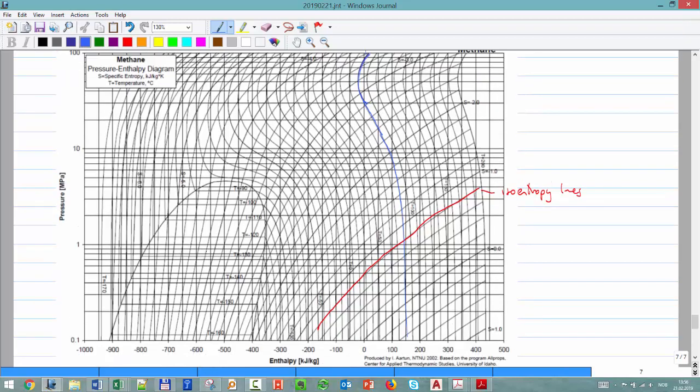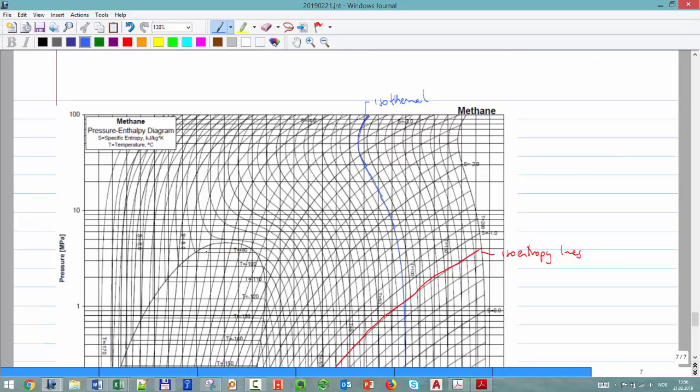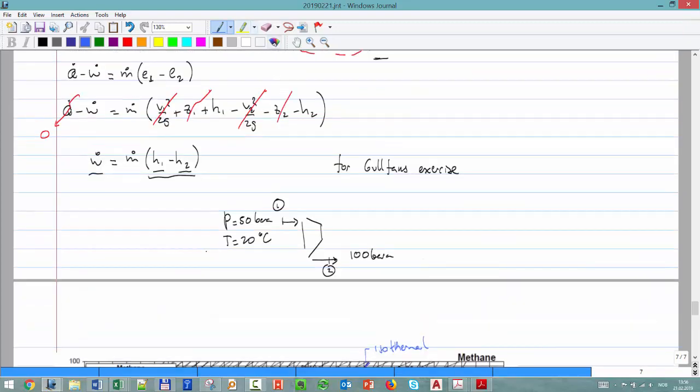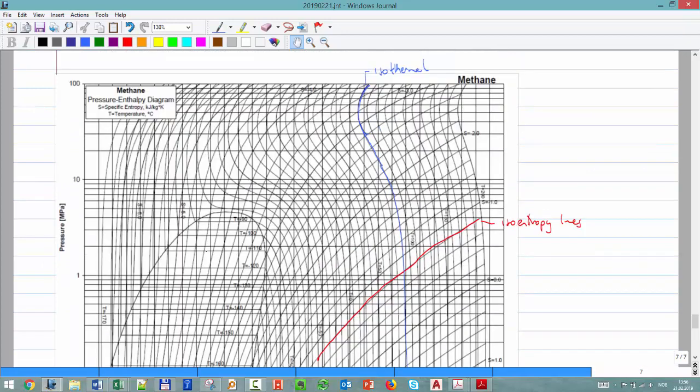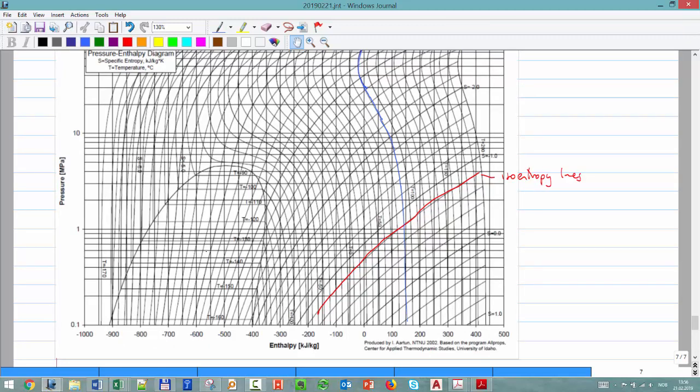And then on the x-axis we have the enthalpy. That's something I need. The enthalpy tells me how much work, how much power I need to put into that fluid. And pressure is basically the change I want to make in pressure. So at the suction we have 50 bar.